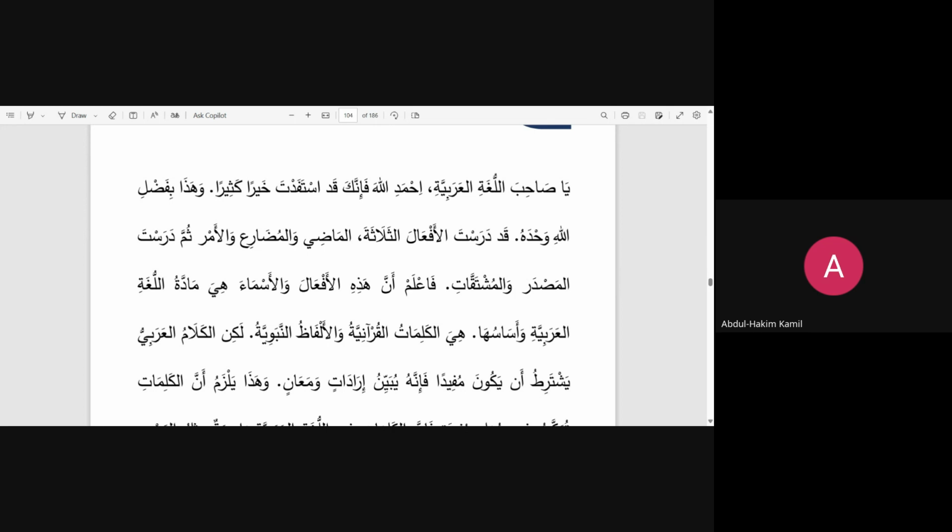Know that these verbs and these nouns, what verbs? Meaning the madi and mudari and the amr. And these nouns, the masdar and all the mushtaqat, all those things that we have taken, they are the subject of Arabic and the foundation of Arabic. This is what you have to learn. If you're here in this topic and you don't know fi'l mudari, you're not going anywhere. If you don't know fi'l amr, you're not going anywhere from here. This is the basis here. You have to know these fundamentals.